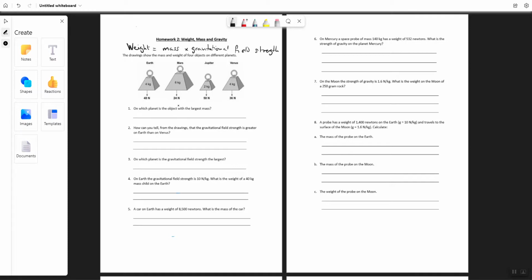So which planet is the object with the largest mass? Well, this is recognizing, oh, it's Mars. Fantastic. So that first one, Mars, 6 kilograms. It's the biggest number. How can you tell from the drawings that the gravitational field strength is greater on Earth than on Venus? Well, we've got the same mass, but bigger weight on the Earth. On which planet is the gravitational field strength the largest? Well, that's going to be Jupiter, because we've got the smallest mass, but the biggest weight.